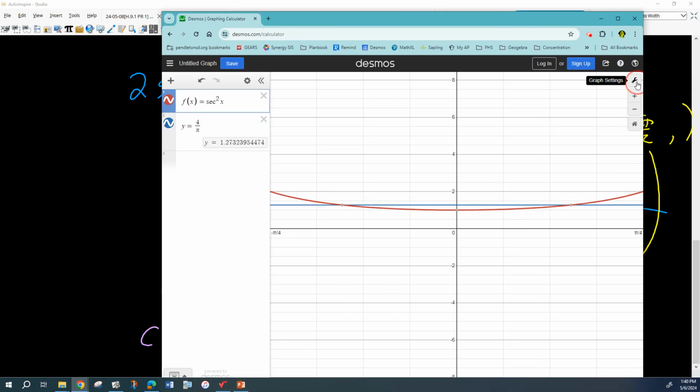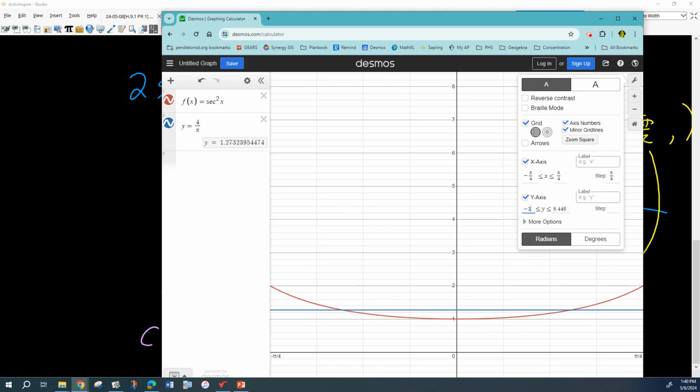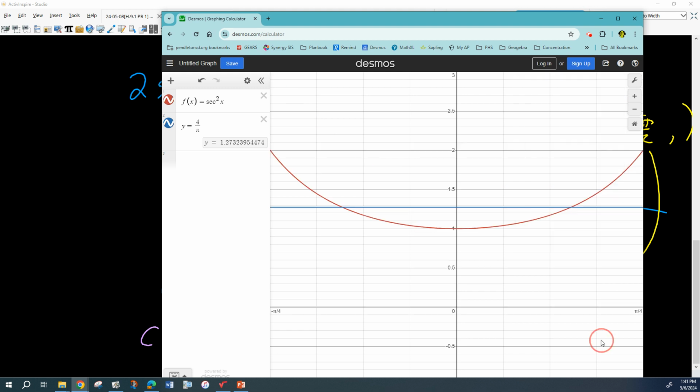For our beautiful notes, I'm going to just stretch out the y-axis a little bit. So we could just go from negative 1 to 2. Yeah, that'll work. How about negative 1 to 3? Okay, everybody good with that? If we want to find the places, then we'll just go either there or there.